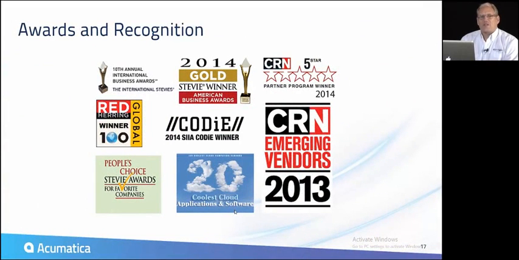Finally, I want to talk a little bit about some of the awards and the recognition that Acumatica's solution has been recognized with. Things like our partner program has been recognized by Computer Reseller News as being one of the leading partner programs in the market. We've just recently won a Codie Award for the best supply chain solution, and we've just recently won a Stevie Award, which are awards that are given out to American businesses in a range of different categories.